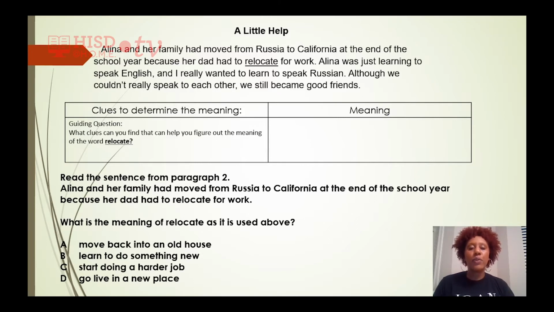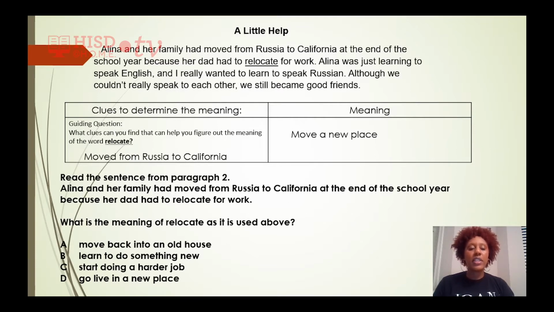Alina and her father had moved from Russia to California at the end of the school year because her dad had to relocate for work. Alina was just learning to speak English, and I really wanted to learn to speak Russian. Although we couldn't really speak to each other, we still became good friends. So I'm seeing that the word I'm trying to determine the meaning of is relocate. I want to ask myself, what clues can I find that will help me figure out the meaning of the word relocate? In the sentence, they said that they relocated because he moved from Russia to California. So that's going to help me determine the meaning of relocate. From there, I'm determining that the meaning of relocate is to move to a new place.